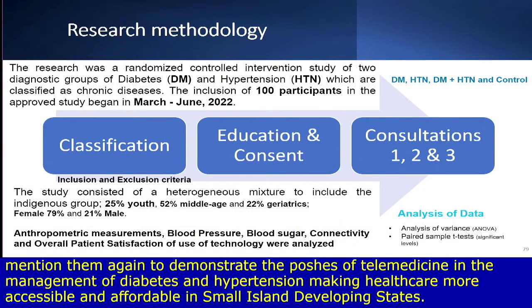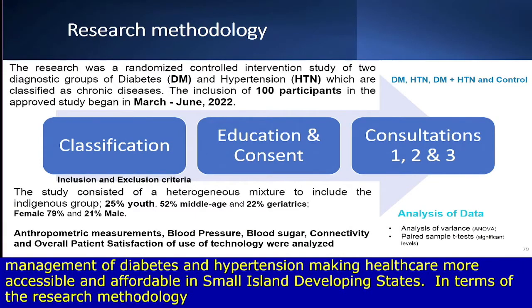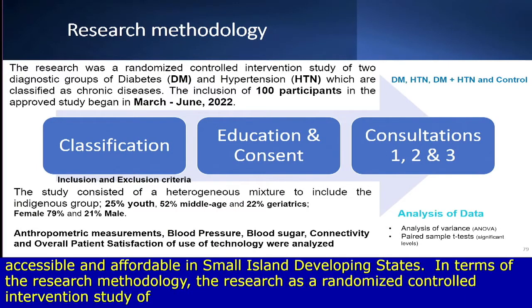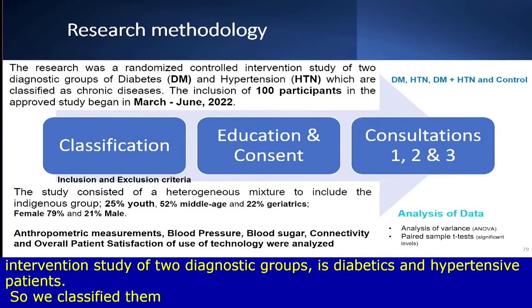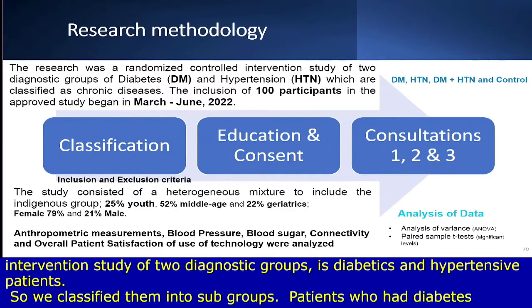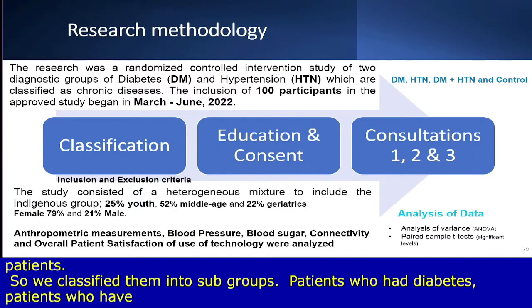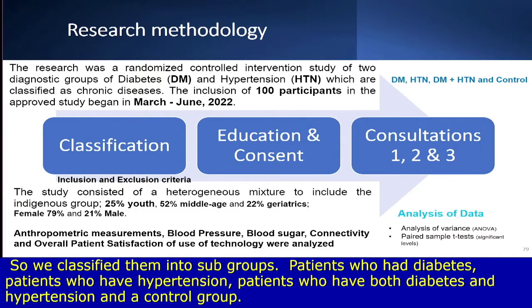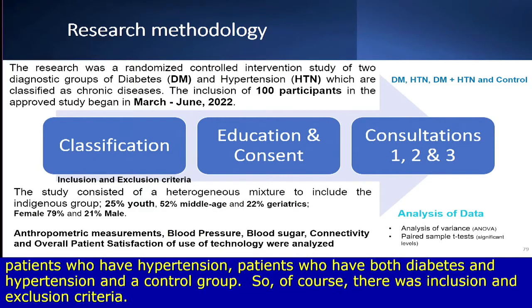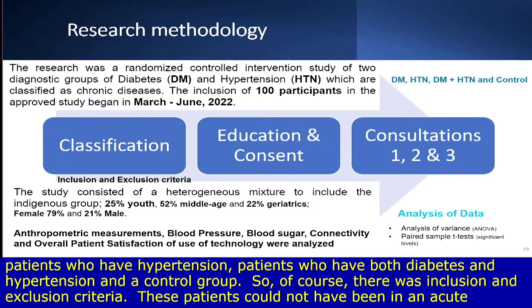In terms of the research methodology, the research was a randomized controlled intervention study of two diagnostic groups, diabetics and hypertensive patients. So we classified them into subgroups: patients who had diabetes, patients who had hypertension, patients who had both illnesses, diabetes and hypertension, and a control group. Of course there were inclusion and exclusion criteria. These patients could not have been in an acute stage, and it could not have been complicated, in order for us to accept them into the project.